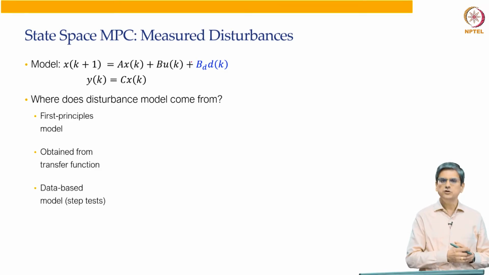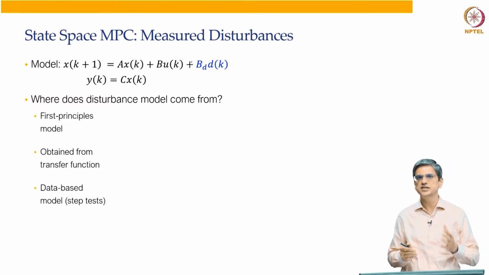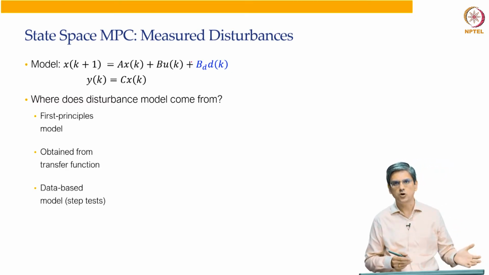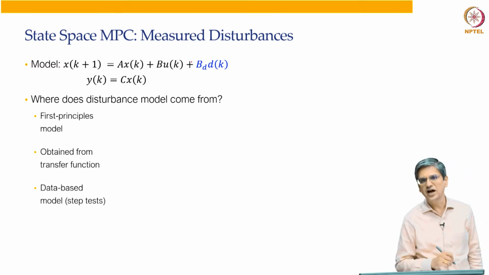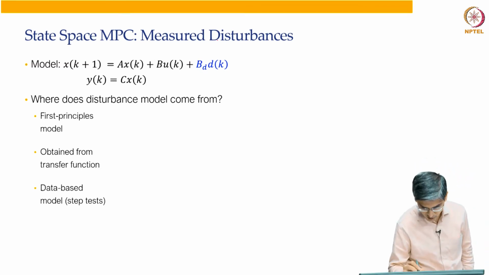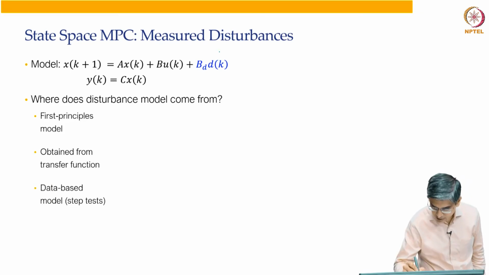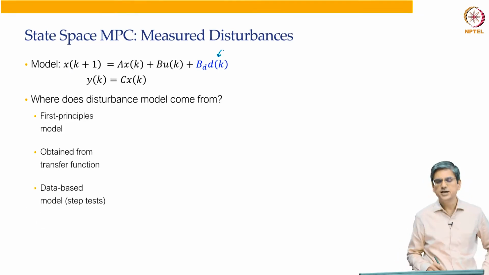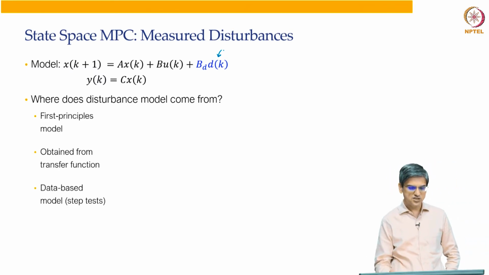So, in the previous video, we derived the overall expression for the ideal case when there are no disturbances, there is no model plant mismatch, there is no unmeasured disturbances. But now, if we have disturbances which are measured, those disturbances get added in the form of dk, okay, and then we need to take care of these measured disturbances. Now, where do these disturbances come from?